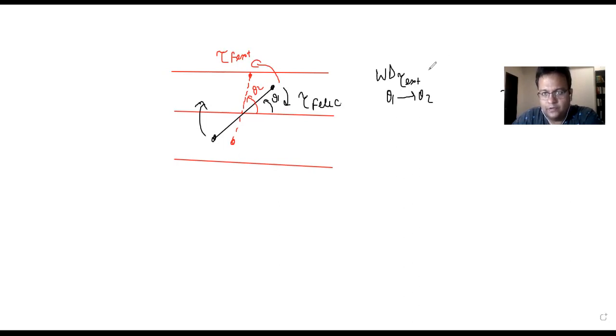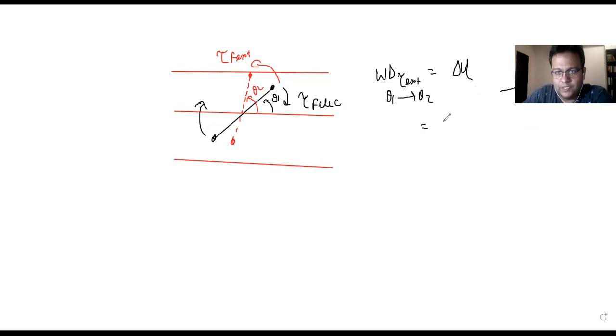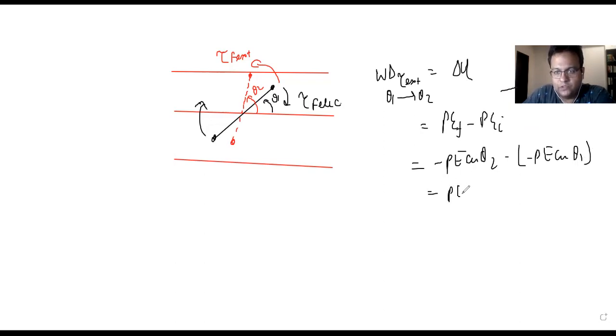So what will that be? That will be change in potential energy. That's a relation, right? And what is change in potential energy? P final minus P initial. What is the final potential energy? Minus P cos θ2. And what is the initial potential energy? Minus P cos θ1. And so we get as P (cos θ1 minus cos θ2).